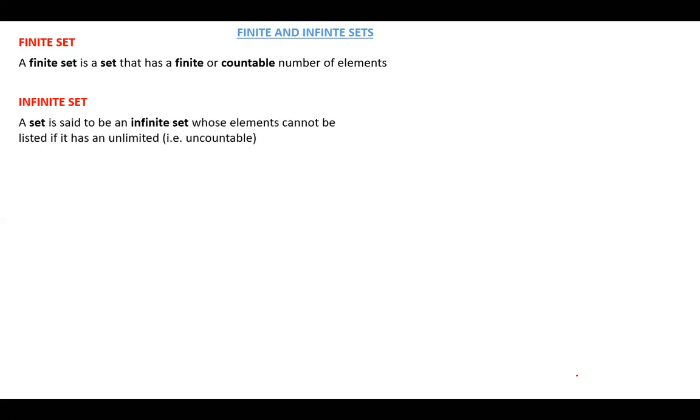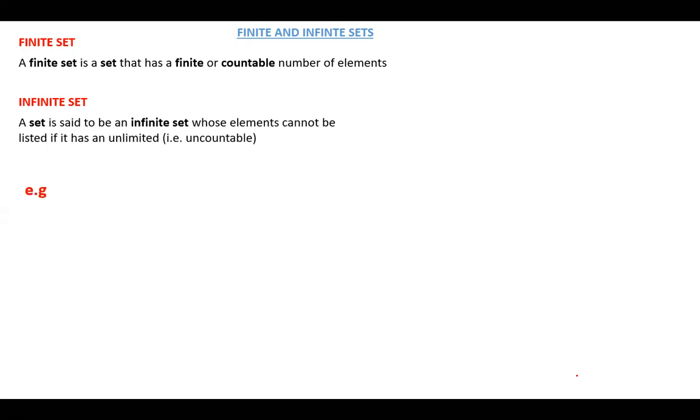Okay, so let us look at a finite set. A finite set is simply a set that has a countable or finite number of elements. This is what I've just written here. And then an infinite set is just the opposite of the finite set. It is a set that has an infinite or uncountable number of elements in it.